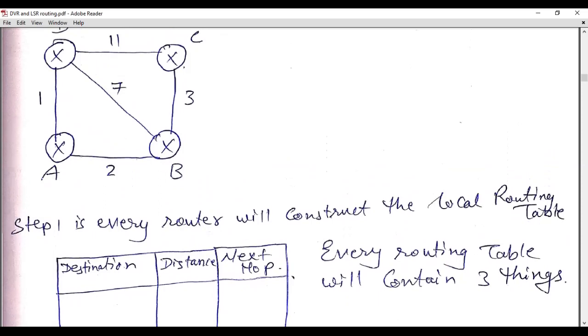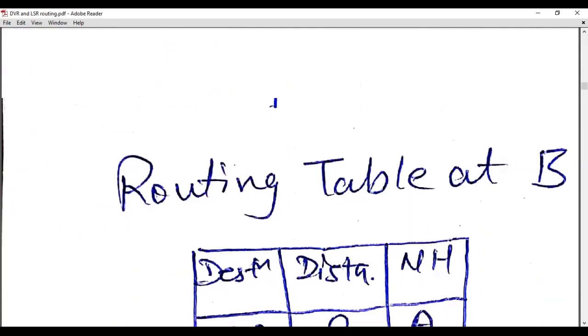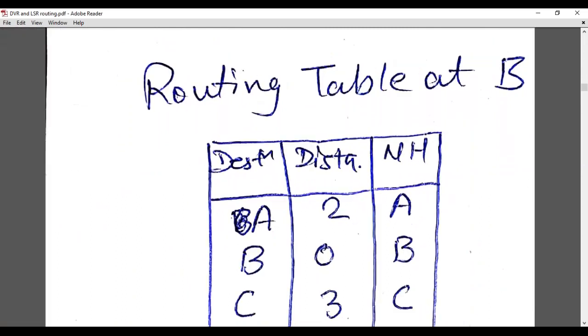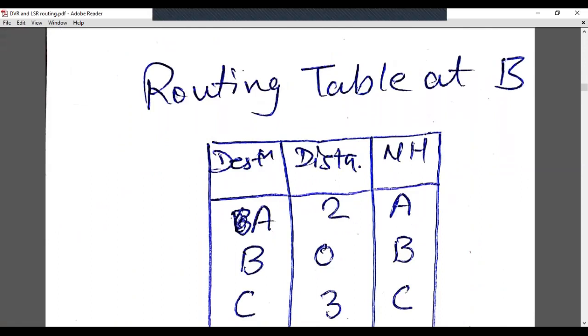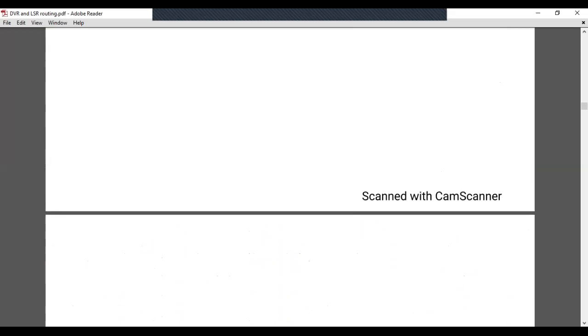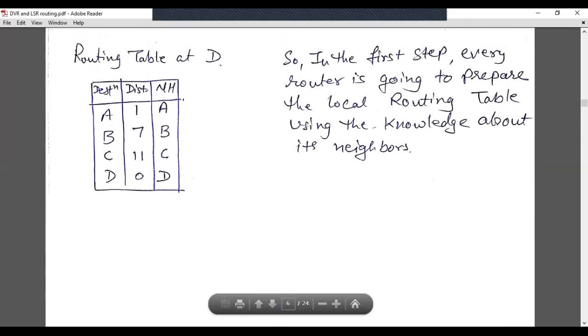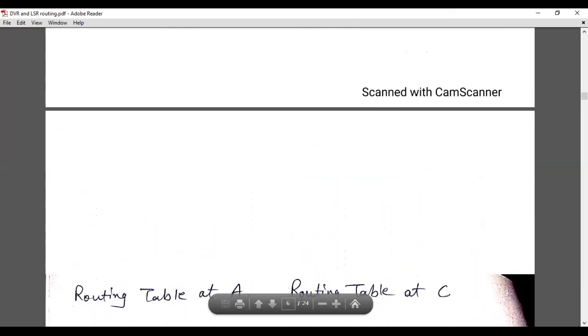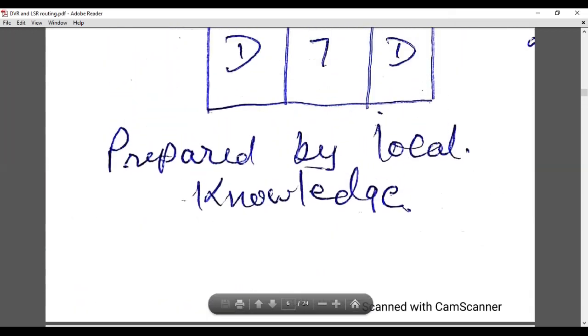Let us create the routing table for, let's say, B initially. What will the routing table of B look like? The distance from B to A is 2, so the destination is A, the distance is 2, and the next hop is A. From B to B it is 0, and the next hop is B. The distance from B to C is 3, and the next hop is C. The distance from B to D is 7, and the next hop is D.